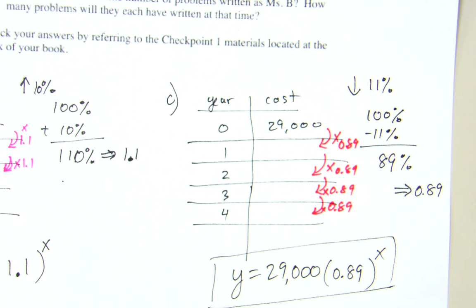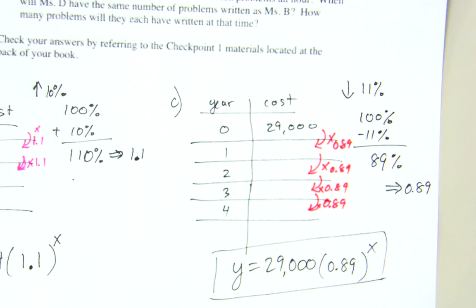Okay, so that was B and C. You're on your own for A and D. Look in the back of your book to check your answers for those two. Make sure you get them correctly. Those are linear functions. You should have no issues with those two.